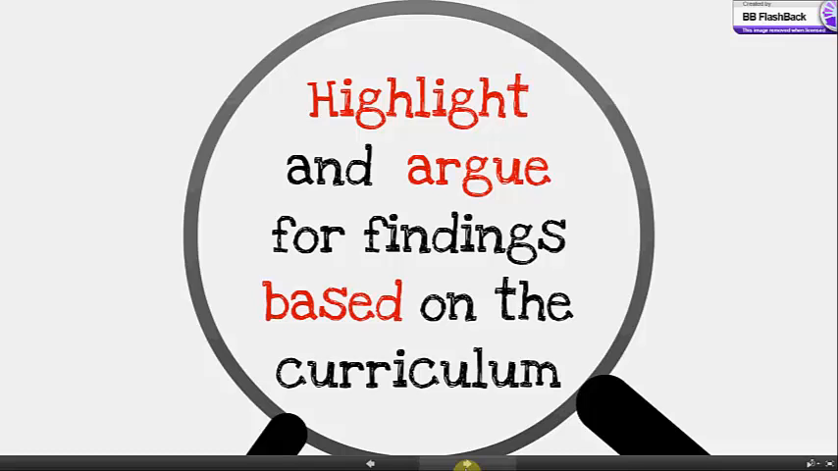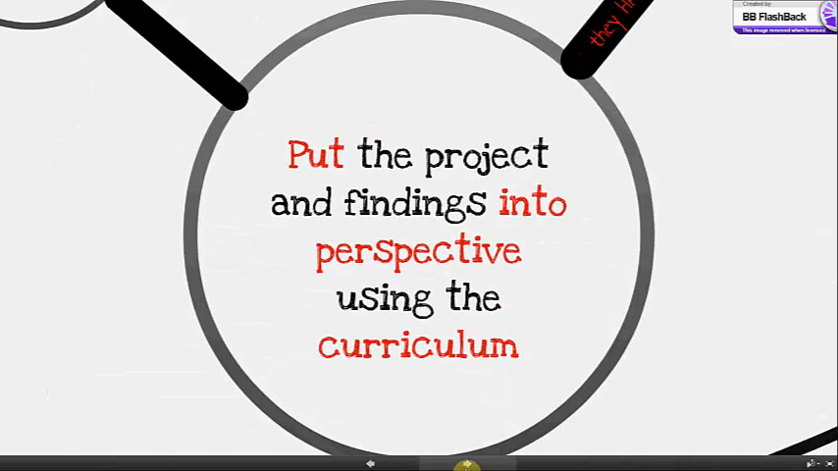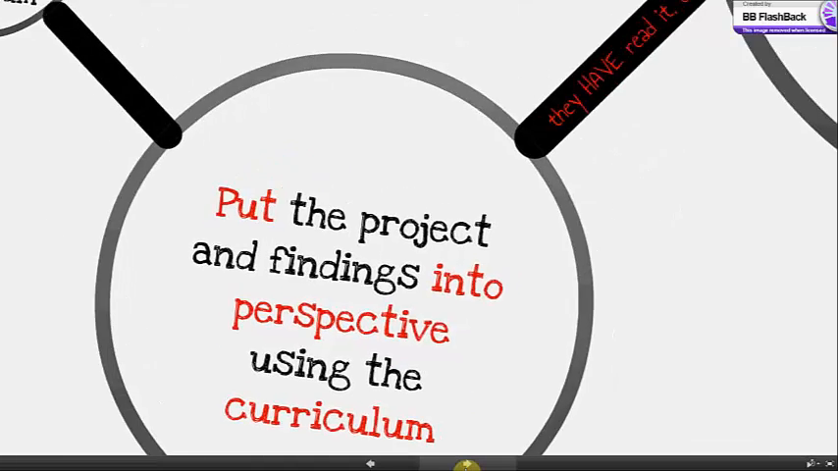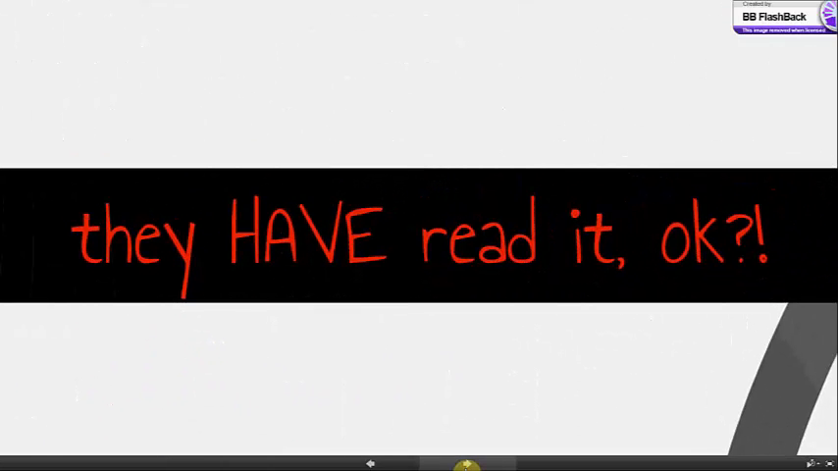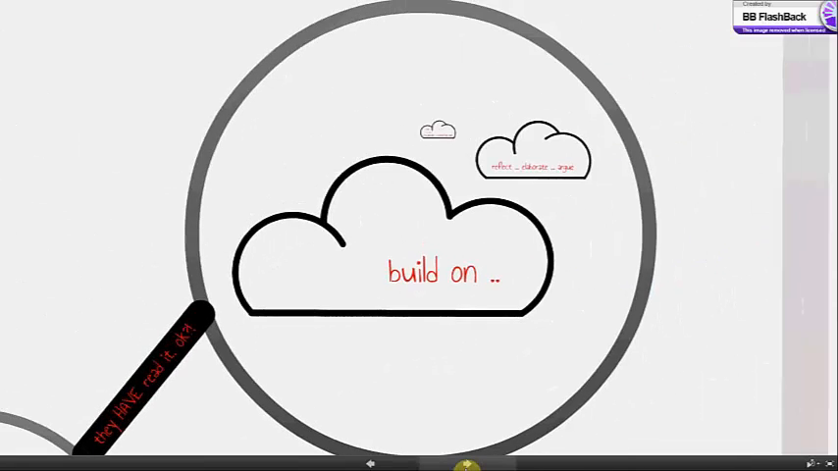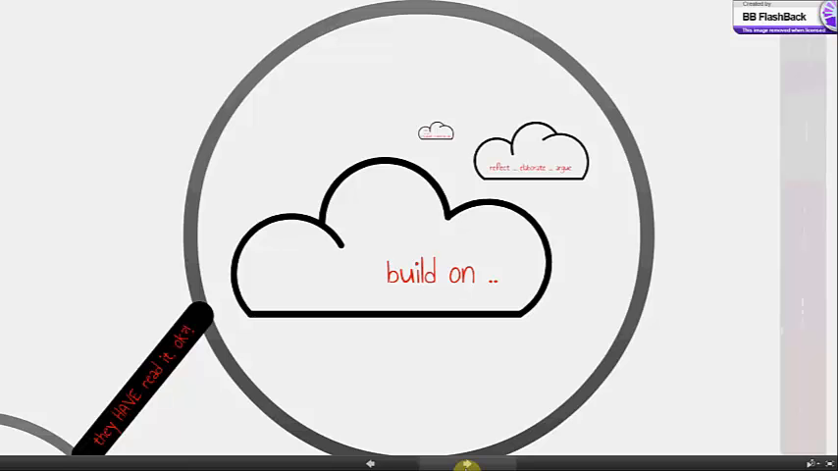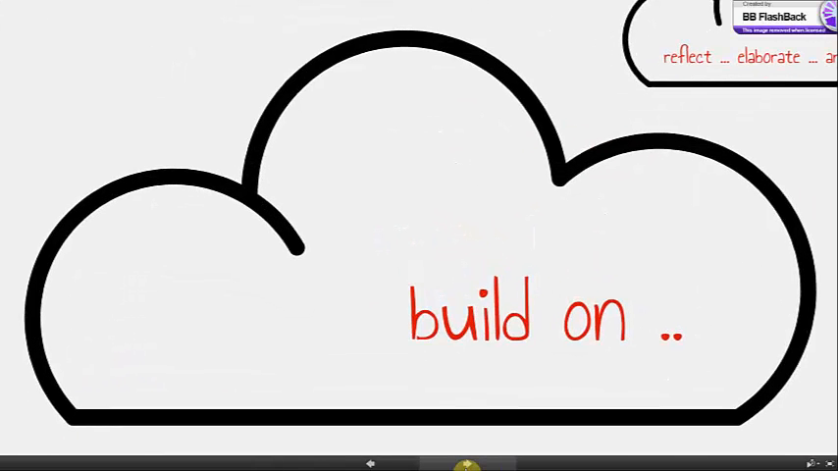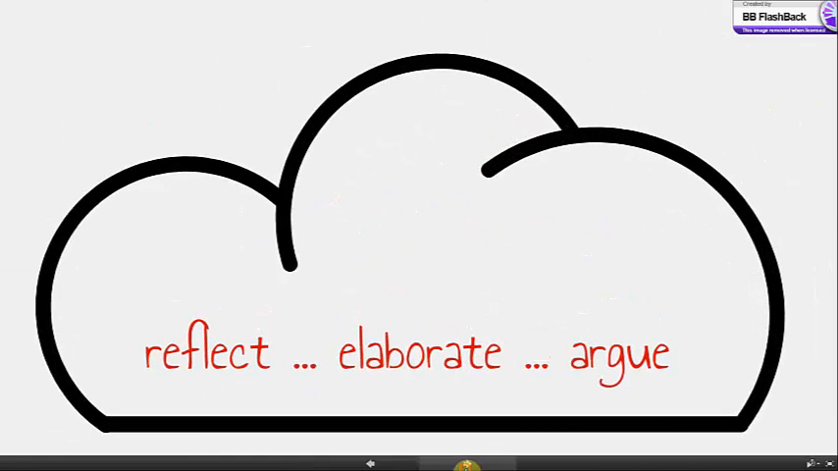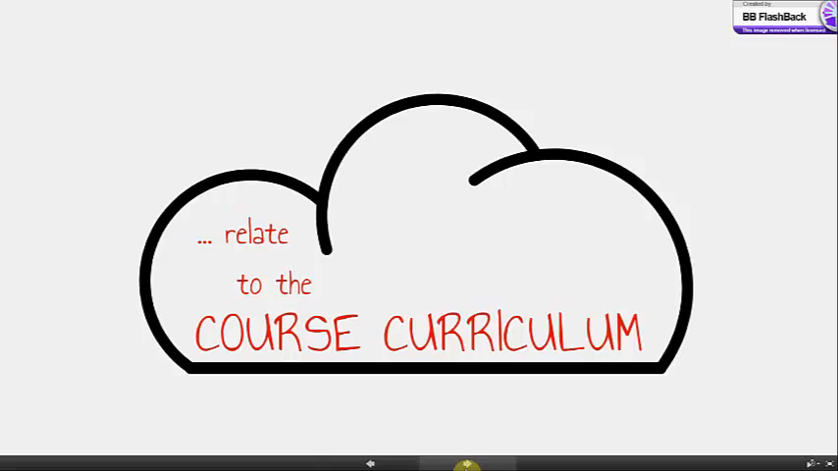One way of doing so could for instance be to highlight and argue for the findings in the project based on the curriculum, or to put the project and findings into perspective by use of the curriculum. Whichever approach you choose, do keep in mind that the censor and examiner have read your report thoroughly already, so there is no need to merely repeat what is written. You should rather try to build on your project and its findings by reflecting, elaborating, and arguing, while at the same time relating this to the course curriculum.